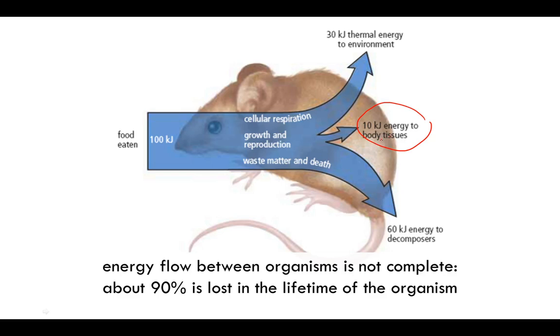So what that means is that if something comes along and eats this mouse, it only gets 10 kilojoules out of the original 100 kilojoules that the mouse had eaten in its lifetime, assuming this exactly round number. Okay. So that means if you do the math, quite simple, 90% of the energy that an organism collects in its lifetime is not available to the next organism in the food chain. Only 10% is available. 90% is lost.